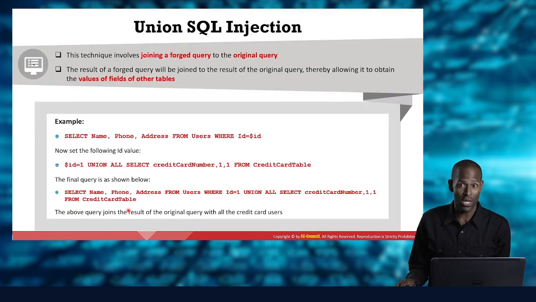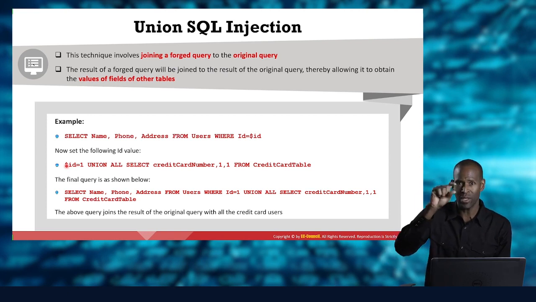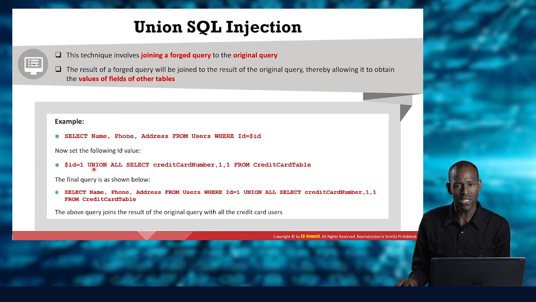Yet another really cool one I like is union. What union does is it joins a forged query to the original query. So I have all the phone and name and all this. So select name, phone, address from what table? Table name is users, where ID equals $ID. So $ID is going to be the variable. And so now what I'm going to do is set $ID equal to 1. So in, for instance, a URL, there might be the document location, a question mark, and then we have $ID equals 1. So that's the ID I'm looking for.